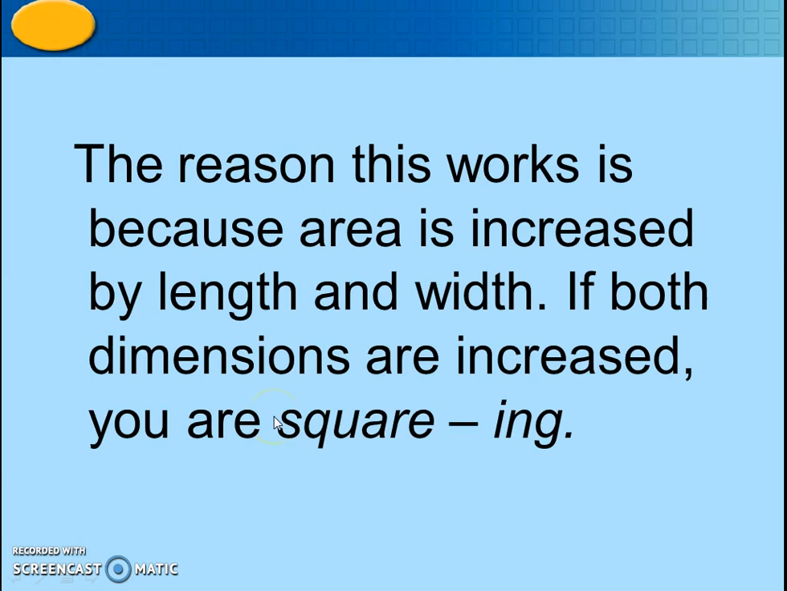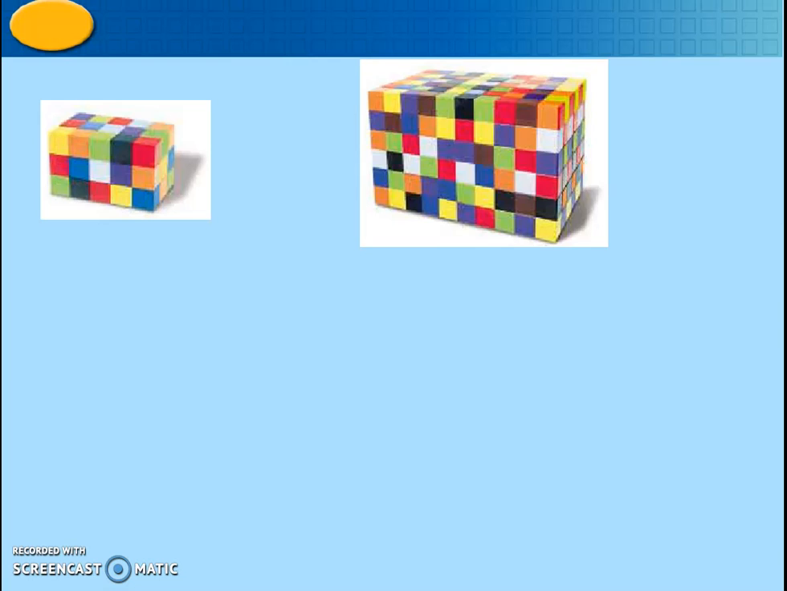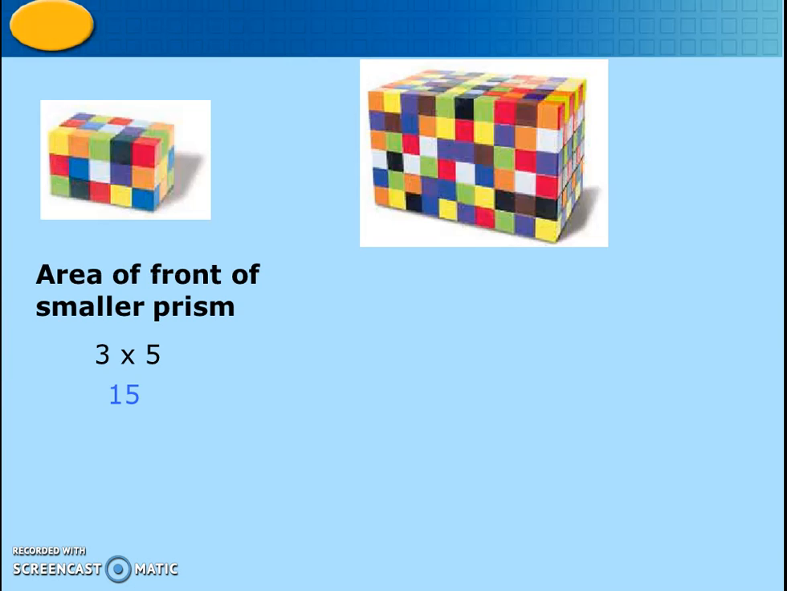The reason this works is because the area is increased by length and width. If both dimensions are increased, you are squaring. So if we look at this, the area of the front of the smaller prism is 3 times 5.